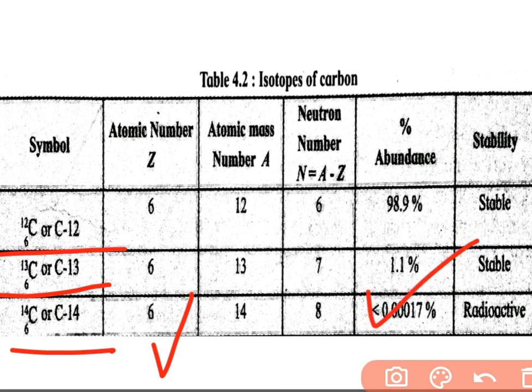See here, you can find out the number of neutrons by using the A minus Z formula, and percent abundance is given here. For carbon 12, percent abundance is 98.9% in nature. Carbon 13 is 1.1% and carbon 14 occurs in a very small amount, that is 0.00017%. Therefore the first two isotopes are stable and carbon 14 is a radioactive element.